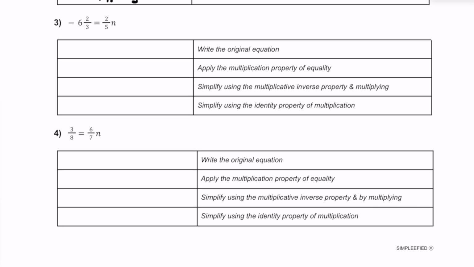For number 3, we have this equation, but this time we don't have any adding or subtracting. We just have multiplying. So we have negative 6 and 2/3 is equal to 2/5 multiplied by some unknown value, which we're calling n. So let's go ahead and just write down the original equation. So it's going to be negative 6 and 2/3, and say that's equal to 2/5 of something, or 2/5 times this value.